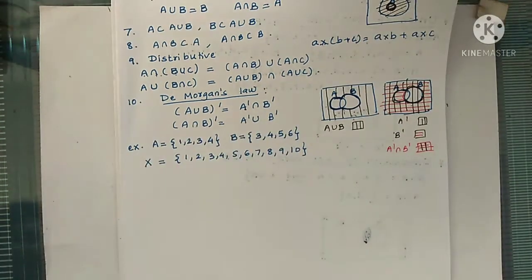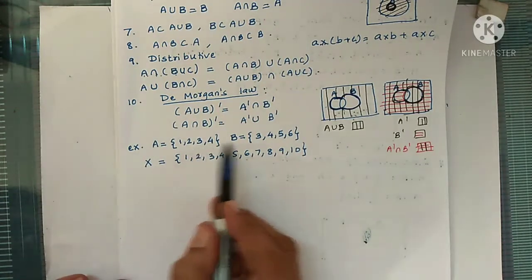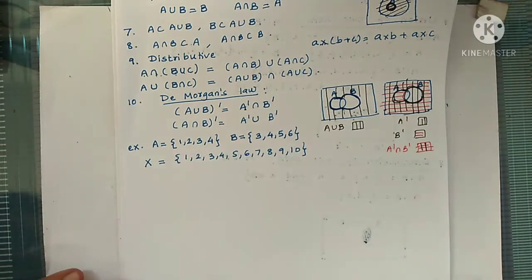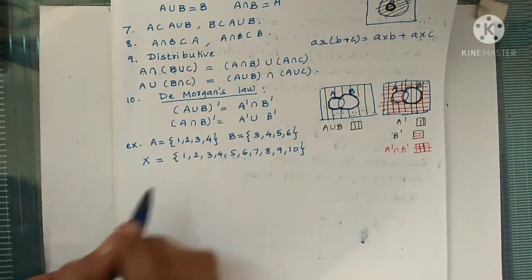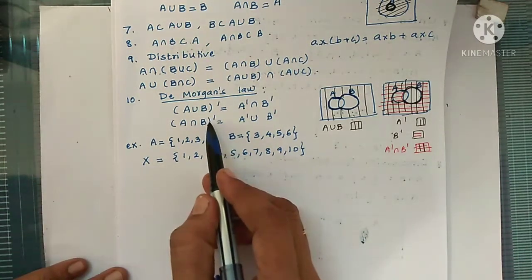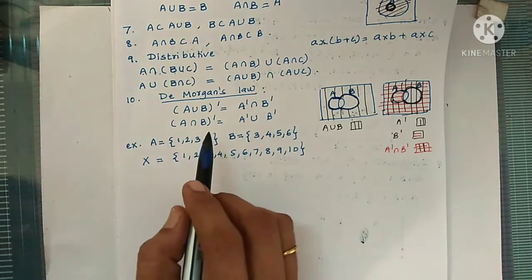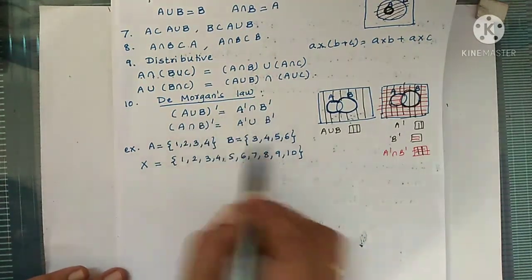Let's solve one question based on this verification. Sets A, B and X are given, and the question is: verify De Morgan's laws using A, B and X. First of all, state De Morgan's laws. The statement is written here, so I am not writing it again. Let's use this statement.